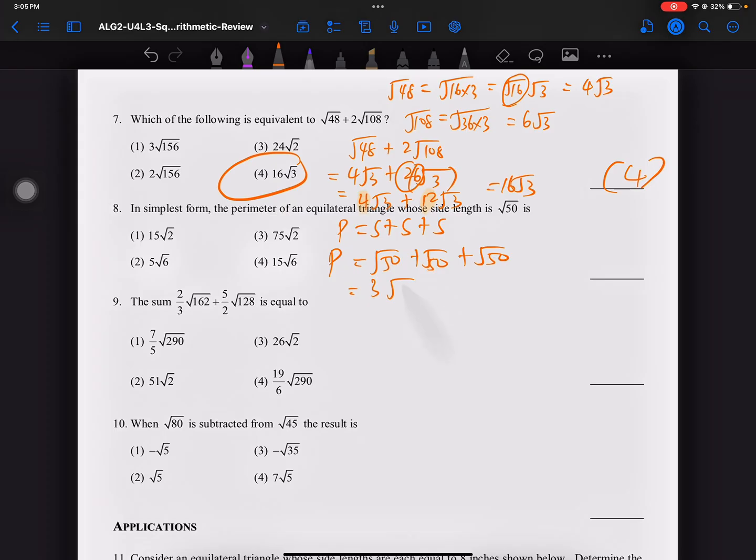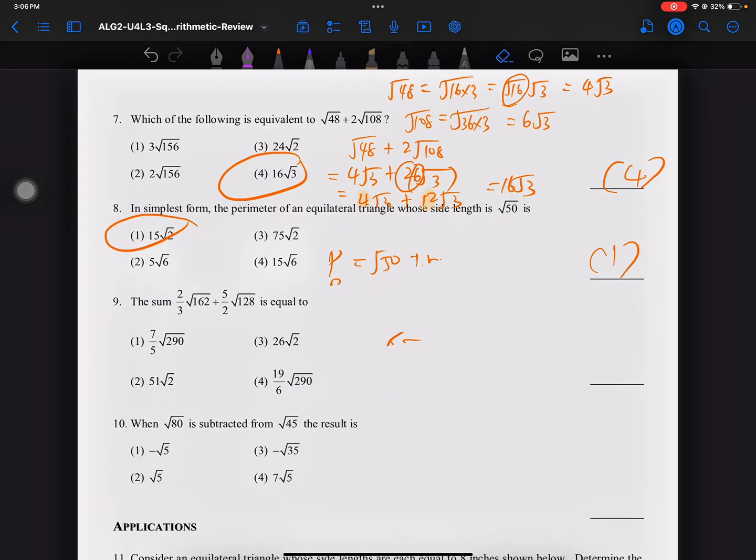So we can simplify it to 3√50. We need to write it in simplest radical form, so we simplify √50. So 3 times √25 times 2, we split it into 25 and 2. So this one is 3 times 5√2, then 15√2. So the answer should be option 1. Okay, then we move on to number 9.